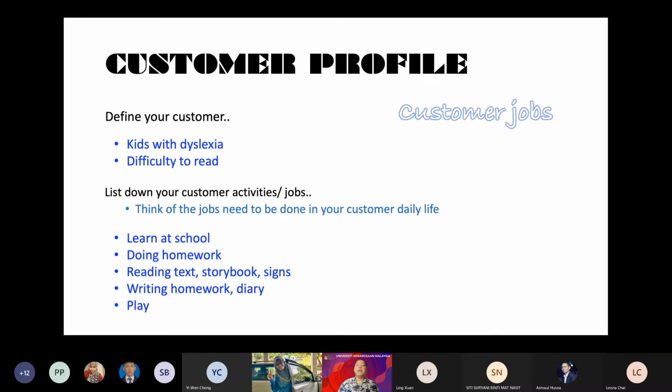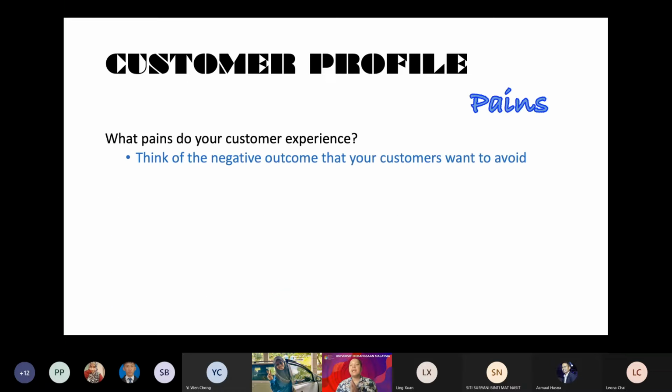And then what else do the kids do? They will play, they're always playing, playing around and so on. So this is the first part in the customer profile, the customer job. Second is the pain. So what pains do your customer experience?